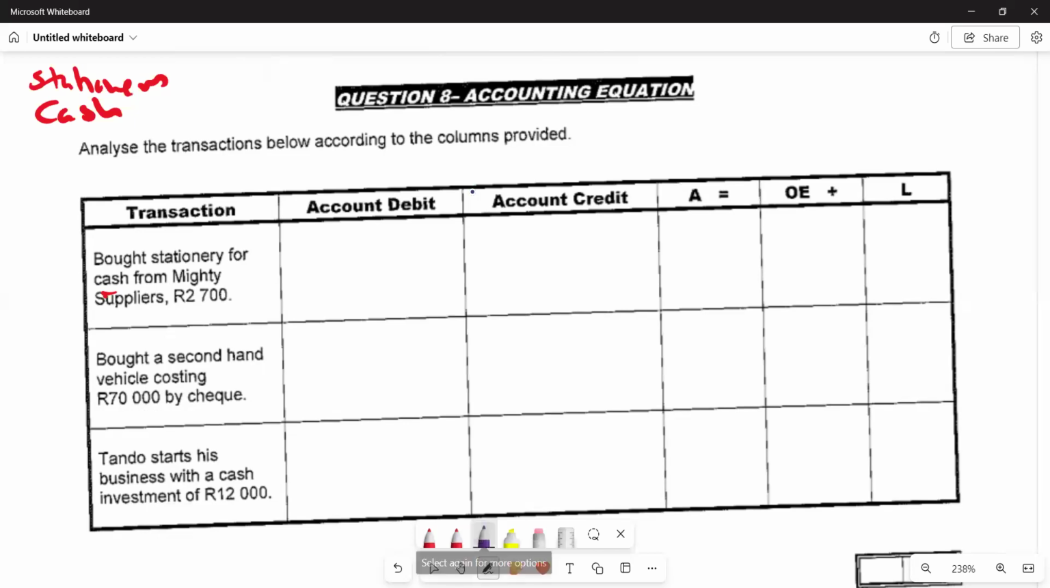So here we show it with CR, which means we are crediting. Automatically the other account should be debited, because the double entry principle outlines that every debit entry has a corresponding credit entry, which means you don't debit and debit in the same transaction, or credit and credit in the same transaction. So if you come here now, account to debit, we have identified it as stationery.